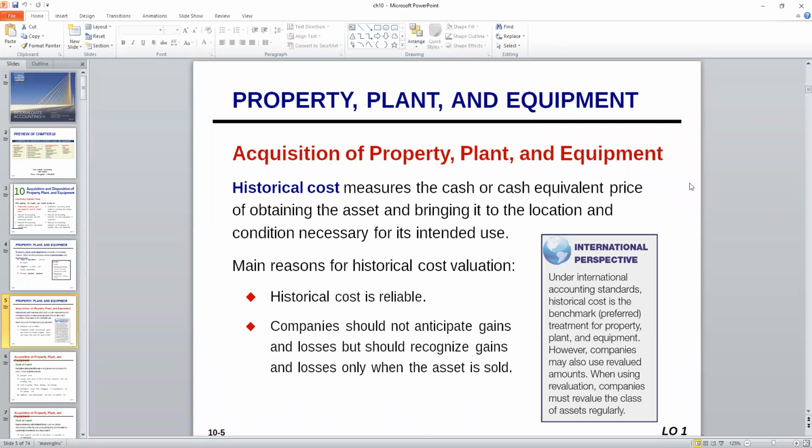So essentially what happens with property, plant, and equipment is it's stated on the books almost always at historical cost. That's the price that we paid for the particular asset or the price that we incurred to create the asset. And the main reason, under generally accepted accounting principles, is that it's reliable. And companies typically don't anticipate, nor do they take any gains or losses, but there are some exceptions, as we'll see, particularly with regard to losses, but also in some cases with gains.